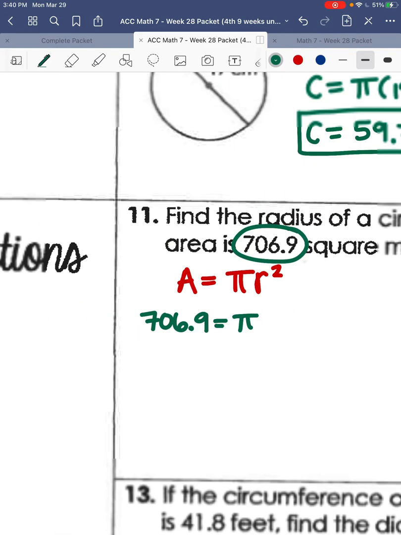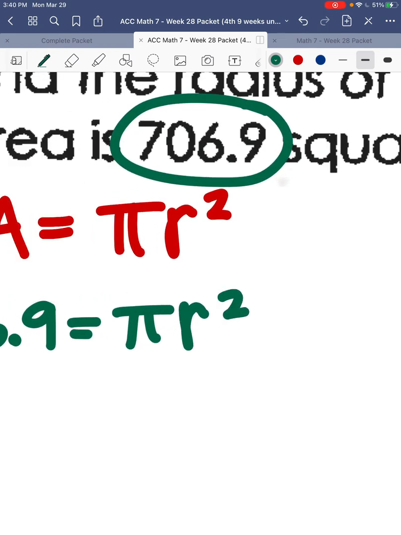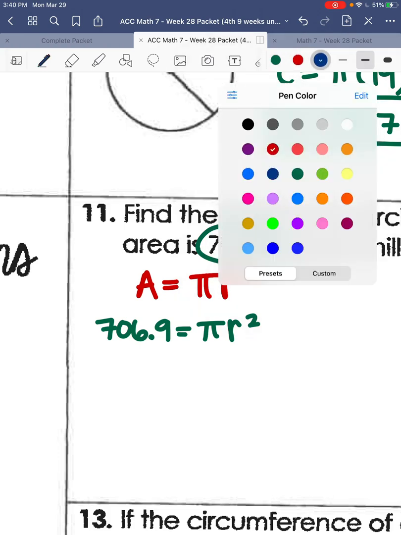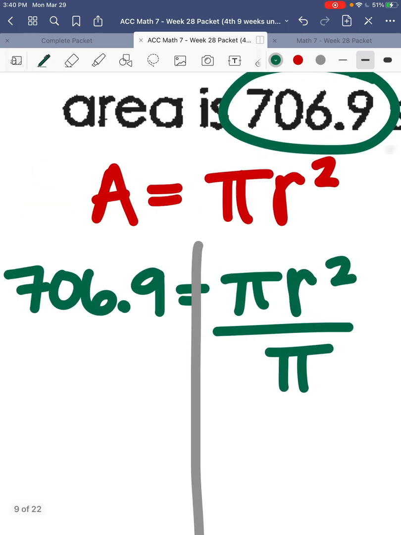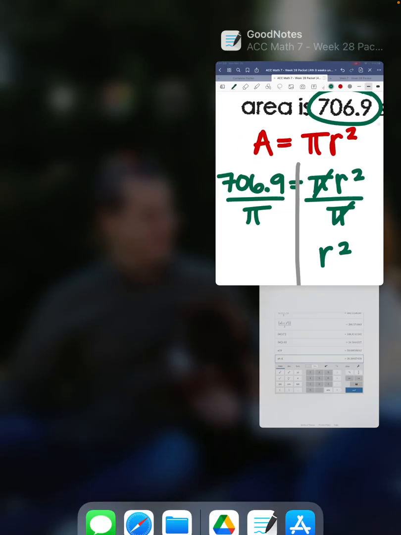I'm not going to plug anything in for pi, but I need to figure out the radius of the circle. So I'm just going to leave r squared like that. Now, the first thing that I can do is get that r squared by itself. To do that, I need to disconnect it from that pi, and it's connected to pi through multiplication. So we undo that by dividing by pi on both sides. So our pi's cancel out and r squared is by itself. So let's go to our calculator and figure out what 706.9 divided by pi is.